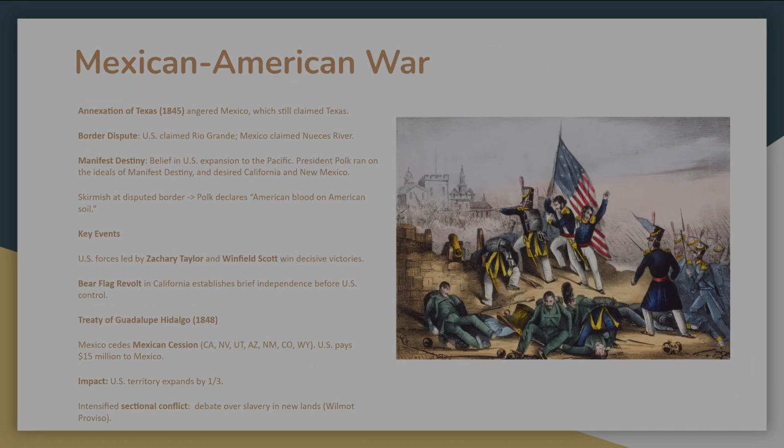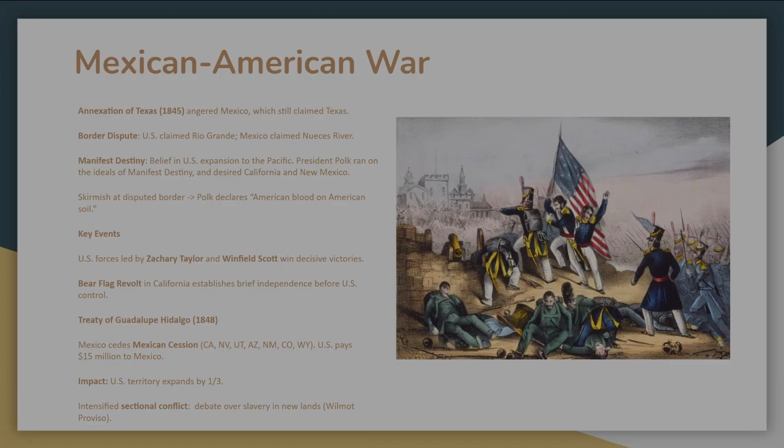Then you have the Mexican-American War. The annexation of Texas angered Mexico, which still claimed Texas. And there were also a lot of border disputes. The U.S. claimed that the Rio Grande was the border, but Mexico claimed that it was the Nueces River.